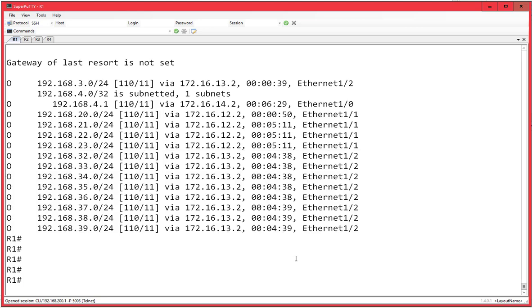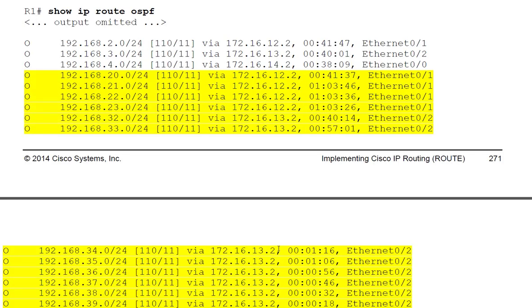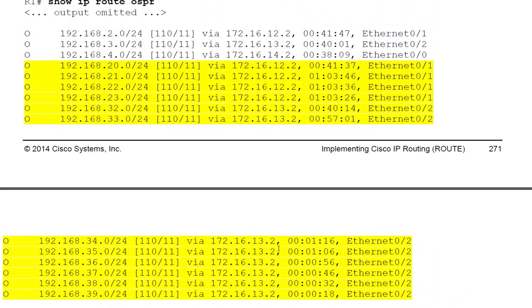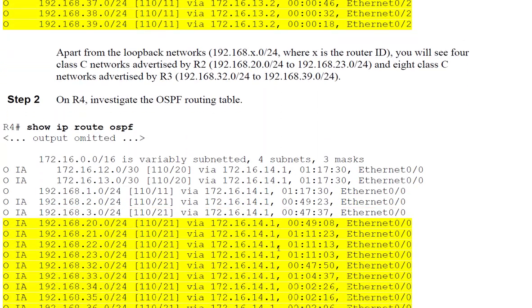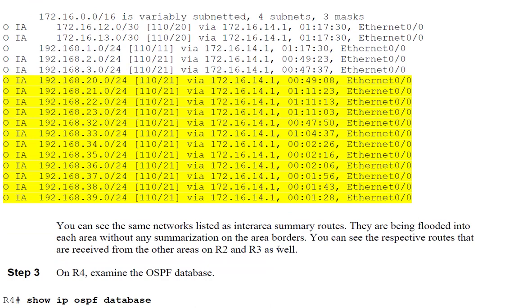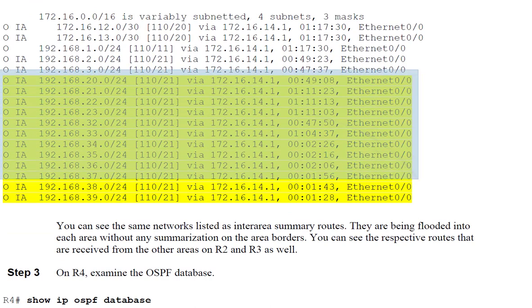So our goal is to summarize these to reduce the overall impact on our area 0. Also, there's going to be some other things that we'll take a look at with the summary with regard to metrics and so on. All right, so let's see what they want us to do here. They're just investigating the routing table on the ABR in this case, which has all those loopbacks. We look at router 4, we just did that. We see all the OIA routes.